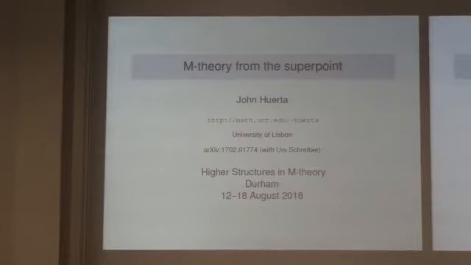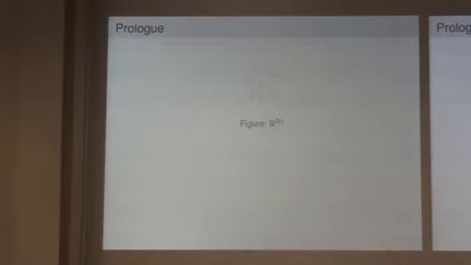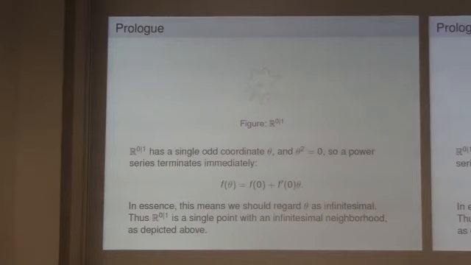So let's get started. Here's a picture, an artist's conception of the superpoint. As you can see, it's one point with some infinitesimal fuzz around it. And the reason for that is that R^{0|1} has one odd coordinate, theta, and because it's odd, theta squared is equal to 0. So a power series terminates immediately in this variable. And in essence, this means that theta should be infinitesimal, which is why we have this picture where it's one point with an infinitesimal neighborhood.